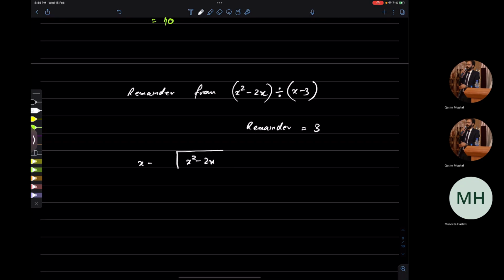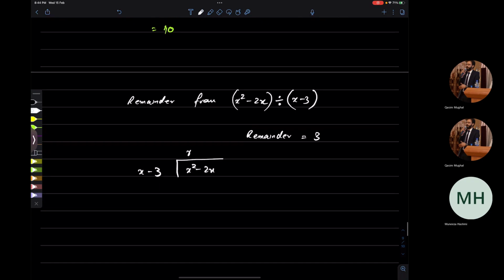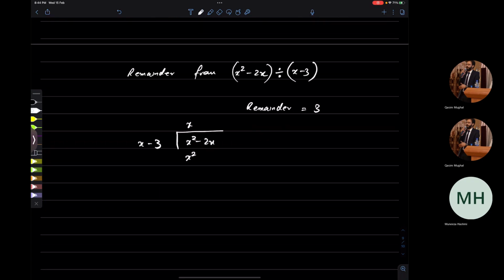Otherwise, if you don't know the remainder theorem, this is what you'll be doing. X squared minus 3x, change the signs.